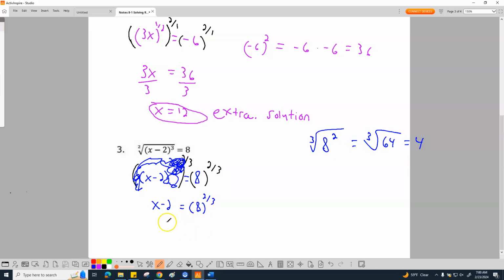So when I evaluate this thing, I end up with x minus 2 equals 4. Now I'm going to add 2 on both sides, and I get x equals 6. And this is, theoretically, my answer. I'd have to go in and plug it into Desmos to see if this is the case, which, let's do it right now.